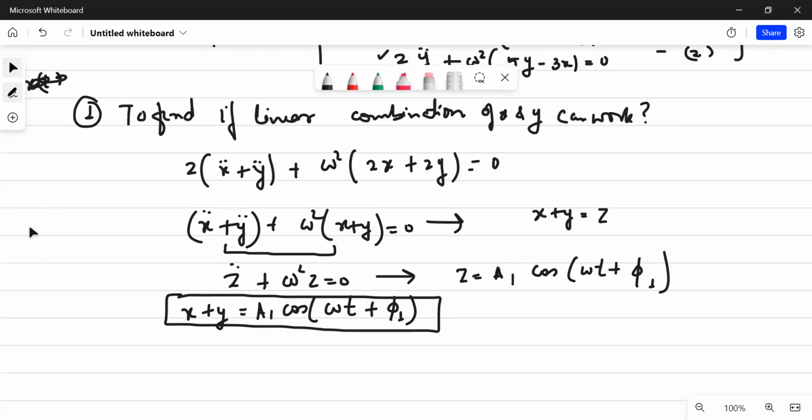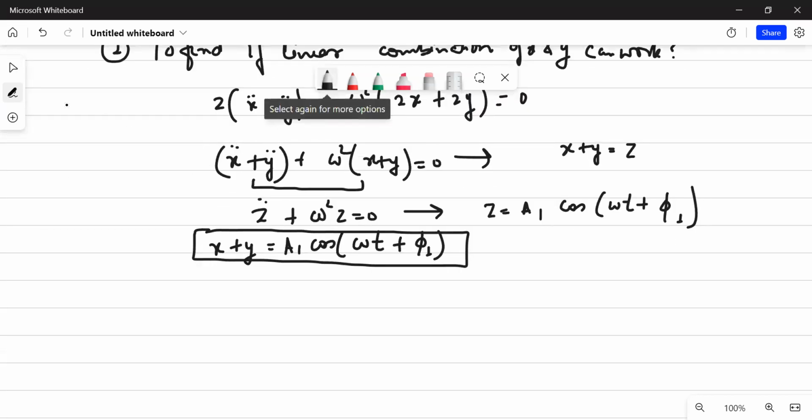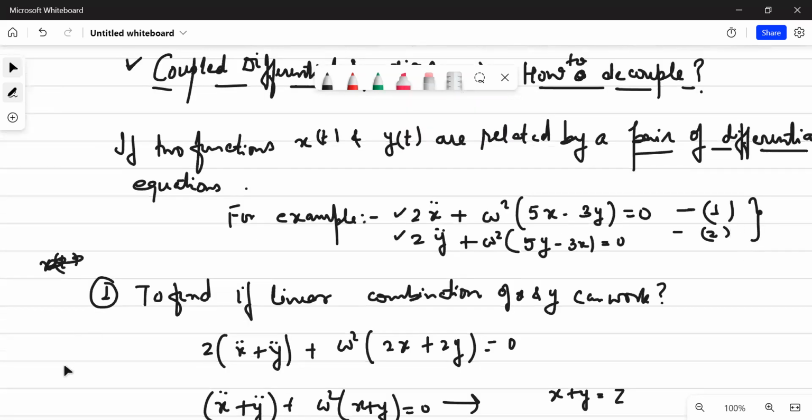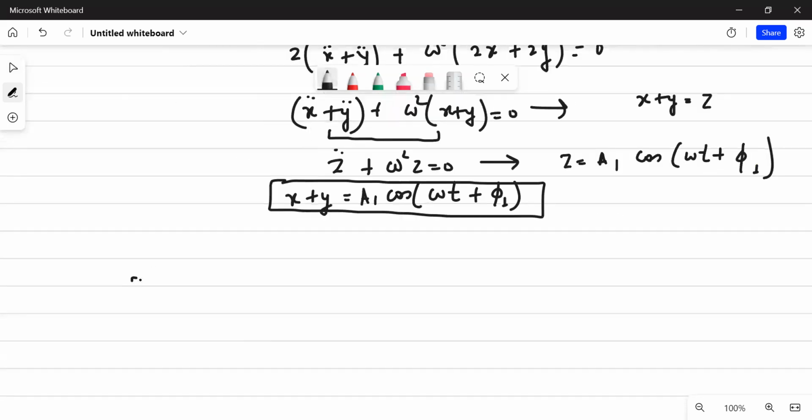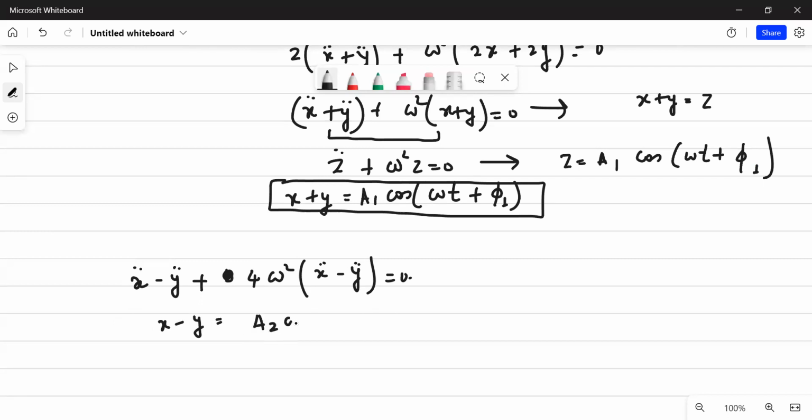And the second one, you can see if you try to subtract 2 from 1, you'll simply get x double dot minus y double dot plus, I think, 5x minus minus. If you solve it, you'll get 4 omega square times (x minus y), plus (x double dot minus y double dot). This is how you're going to get it. So this is a differential equation in x minus y, and clearly you can write that x minus y is some a2 cos(2 omega t plus phi2).